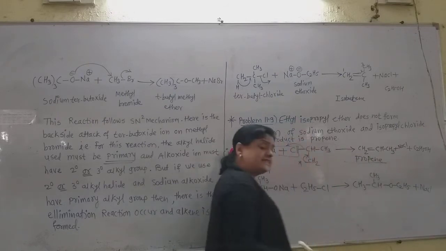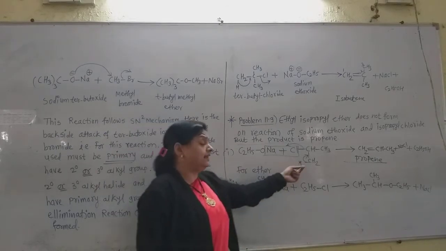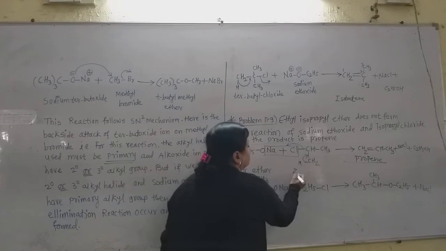So what is the reason why propene is obtained? Because we use here the alkyl halide, that is, a secondary alkyl halide.